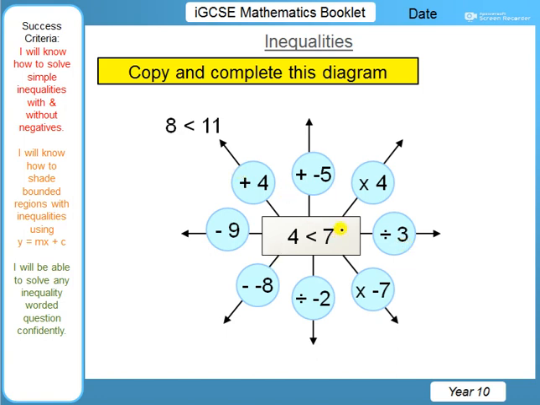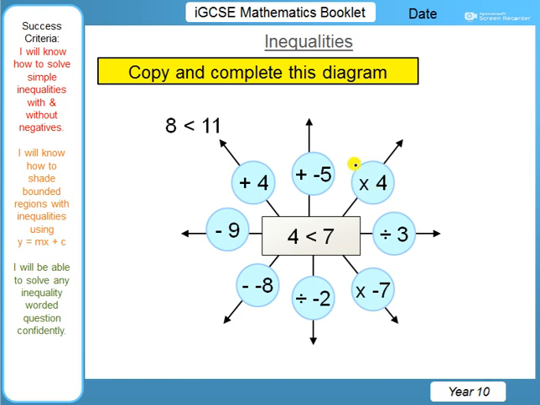So, if we take the inequality I have here, 4 is definitely less than 7. Now, what we're going to do to it is add or subtract or multiply or divide different things on both sides. So, if we take the 4 and we add 4 to it, we get 8. And if we do the same to the other side, 7 plus 4 is 11. And I think we could all agree that 8 is definitely smaller than 11.